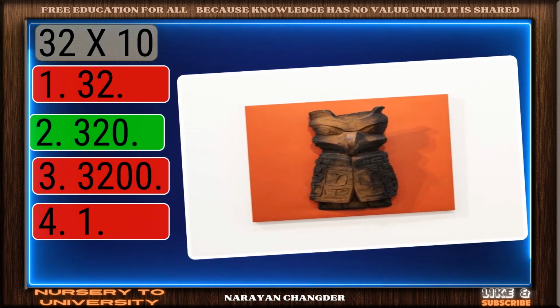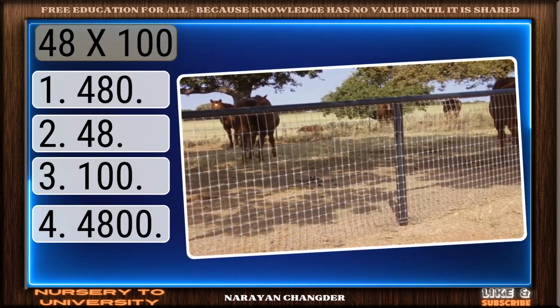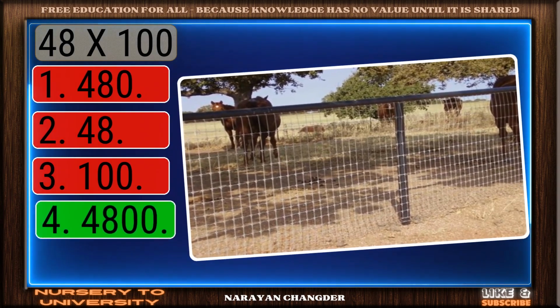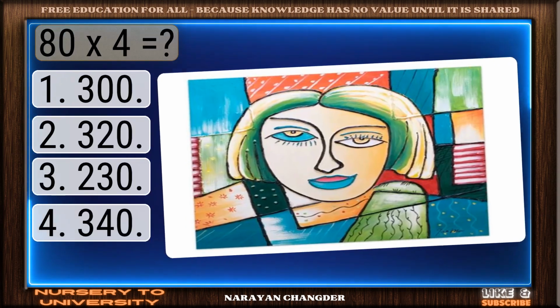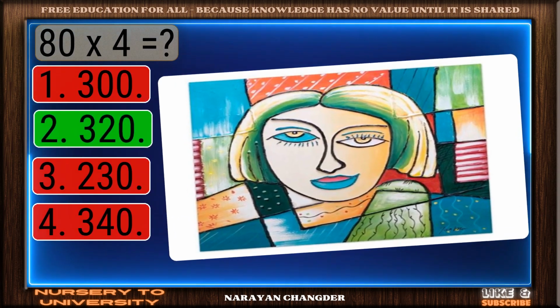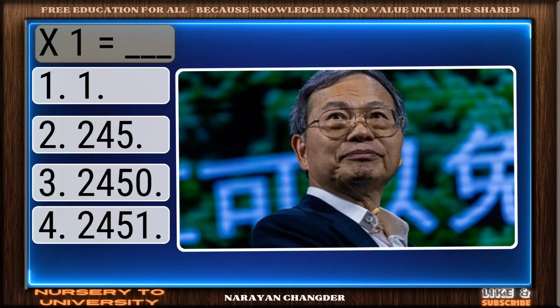Valid point. 320 is true. 100. You got it. Your choice 4800 is right. 8x4 equal to? Right choice. 320 is the best answer.